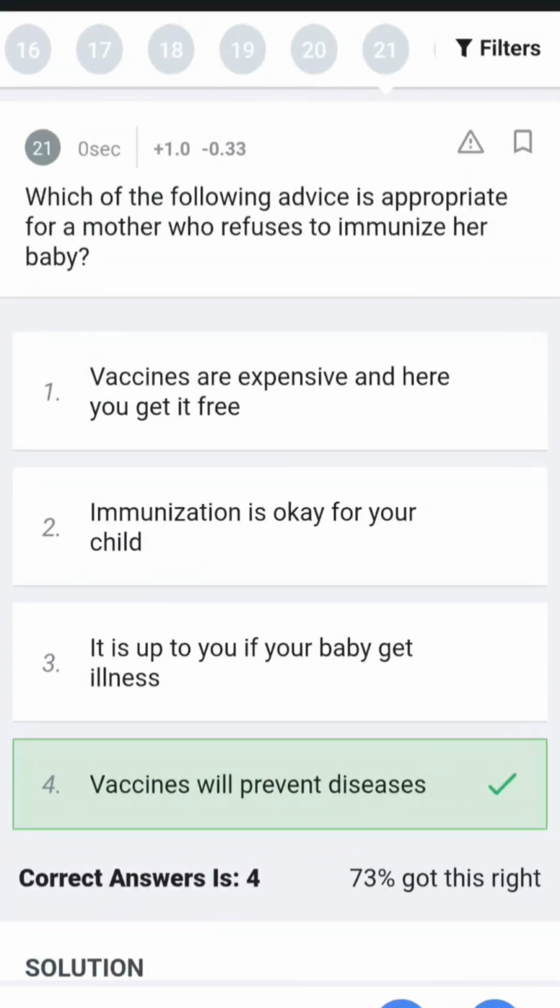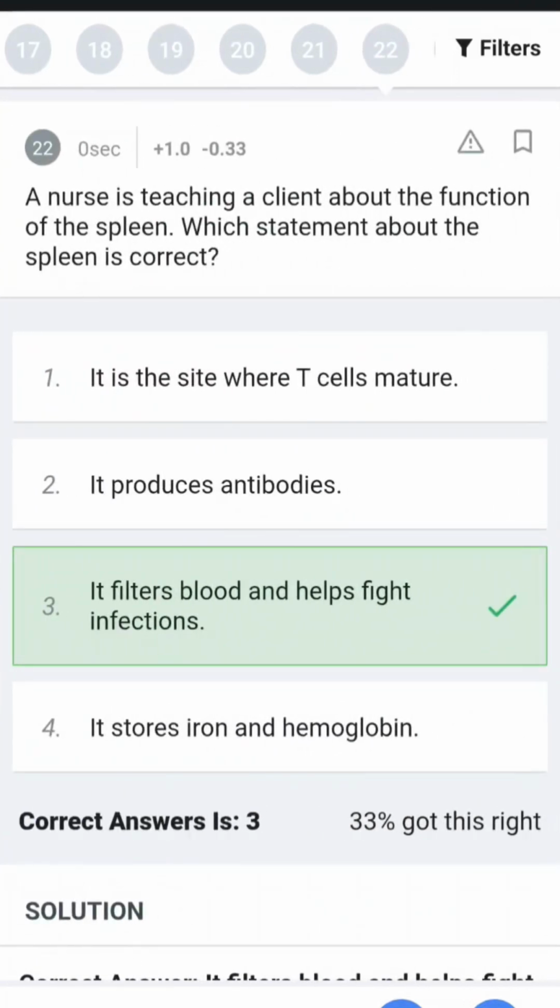Question number 21. Which of the following advice is appropriate for a mother who refuses to immunize her baby? Correct answer is vaccines will prevent disease. Question number 22. A nurse is teaching a client about the function of a spleen. Which statement about the spleen is correct? Correct answer is it filters blood and helps fight infections.